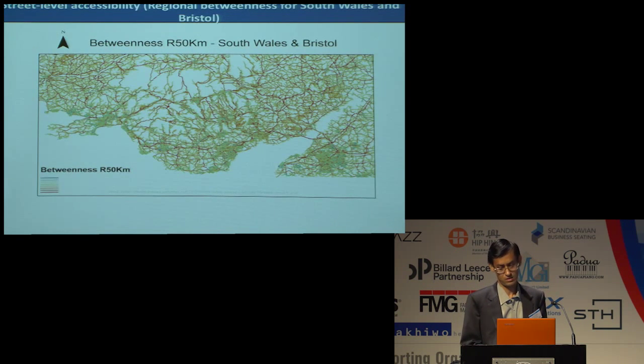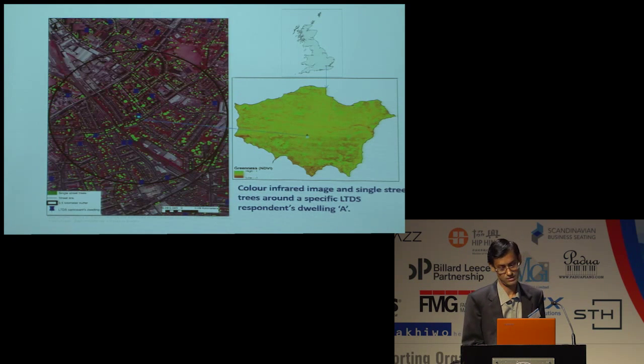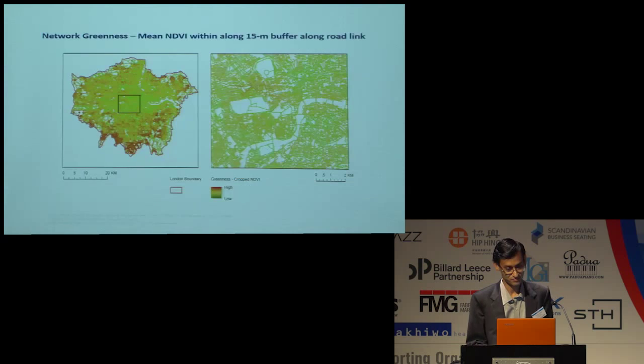And this is a 0.5 meter resolution NDVI image derived from color infrared imagery for Greater London, and this is the actual color infrared image. And you can also see a layer derived from the UK map, which shows the street trees.